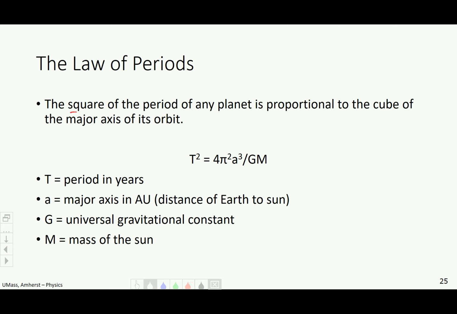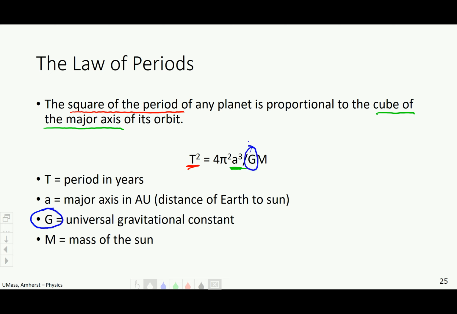The square of the period, here in red, of any planet is proportional to the cube of the major axis. Where is that? That is right here. A is the major axis. T is the period. Here it is. It crops up again.